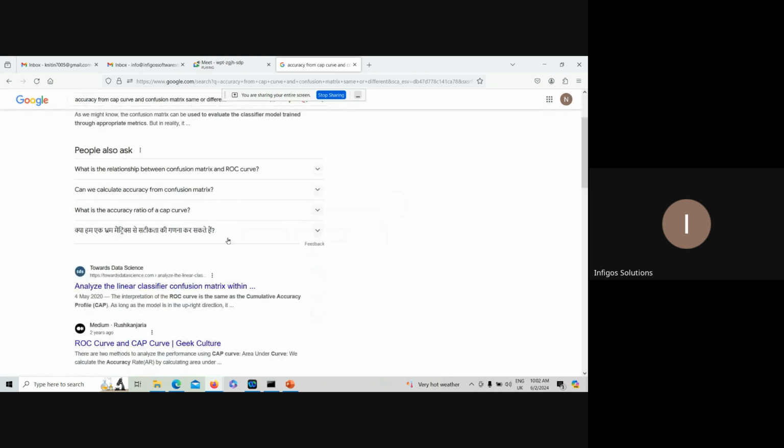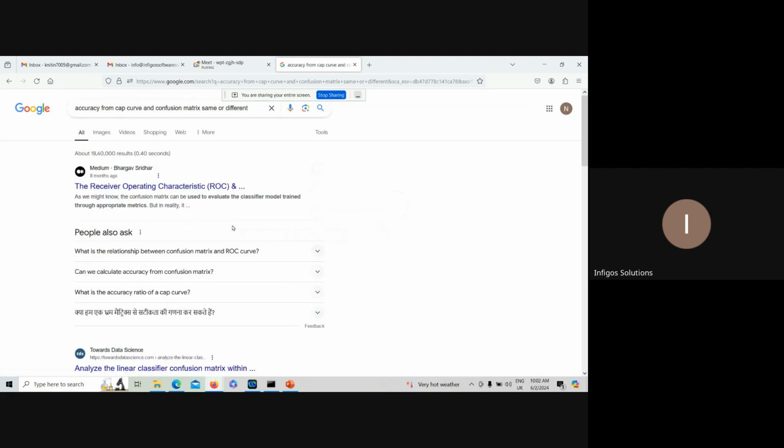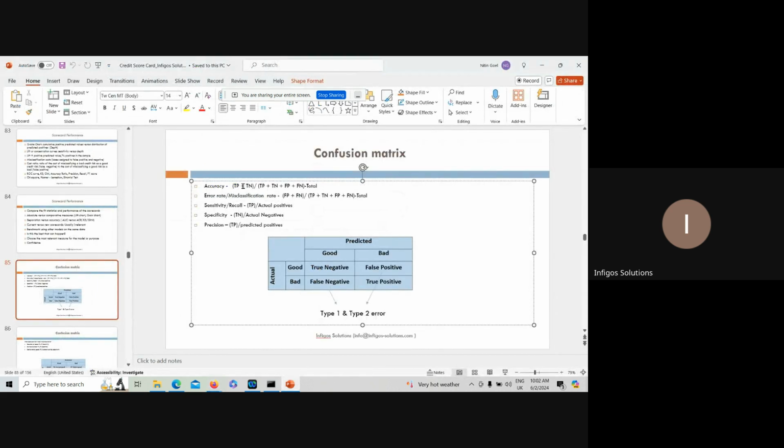I'm not sure whether it has the answer, but when we talked about accuracy ratio, we talked only about this value. And sir, what is a good threshold for application versus behavioral scorecard for this accuracy ratio? For behavioral scorecard, you should have 75%. For application scorecard, you should have 70%.